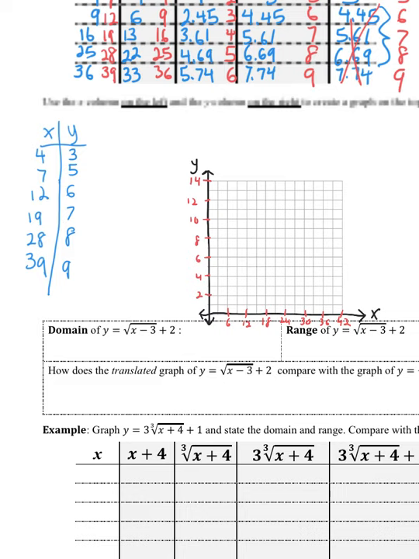Okay, and I see that the first point is at 4 comma 3. The second point at 7 comma 5. The next point's at 12 comma 6. 19 comma 7. 28 comma 8. And 39 comma 9.